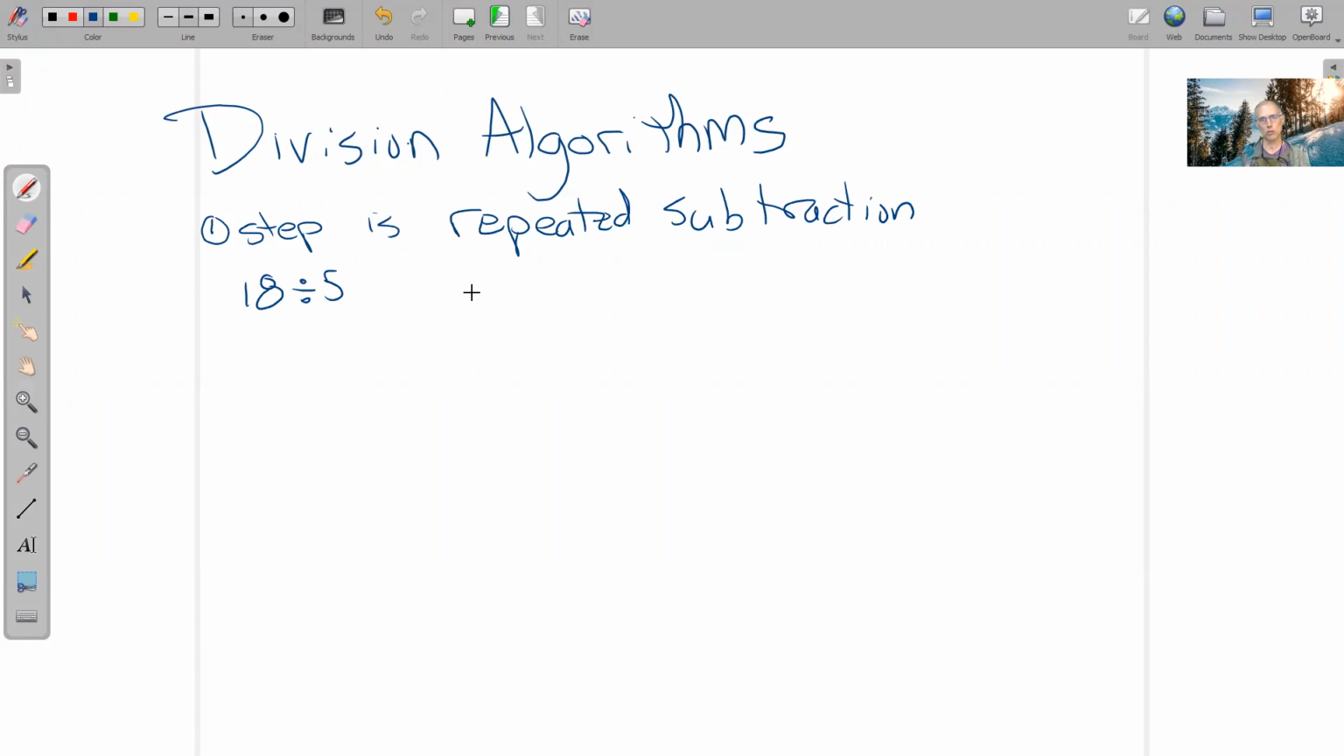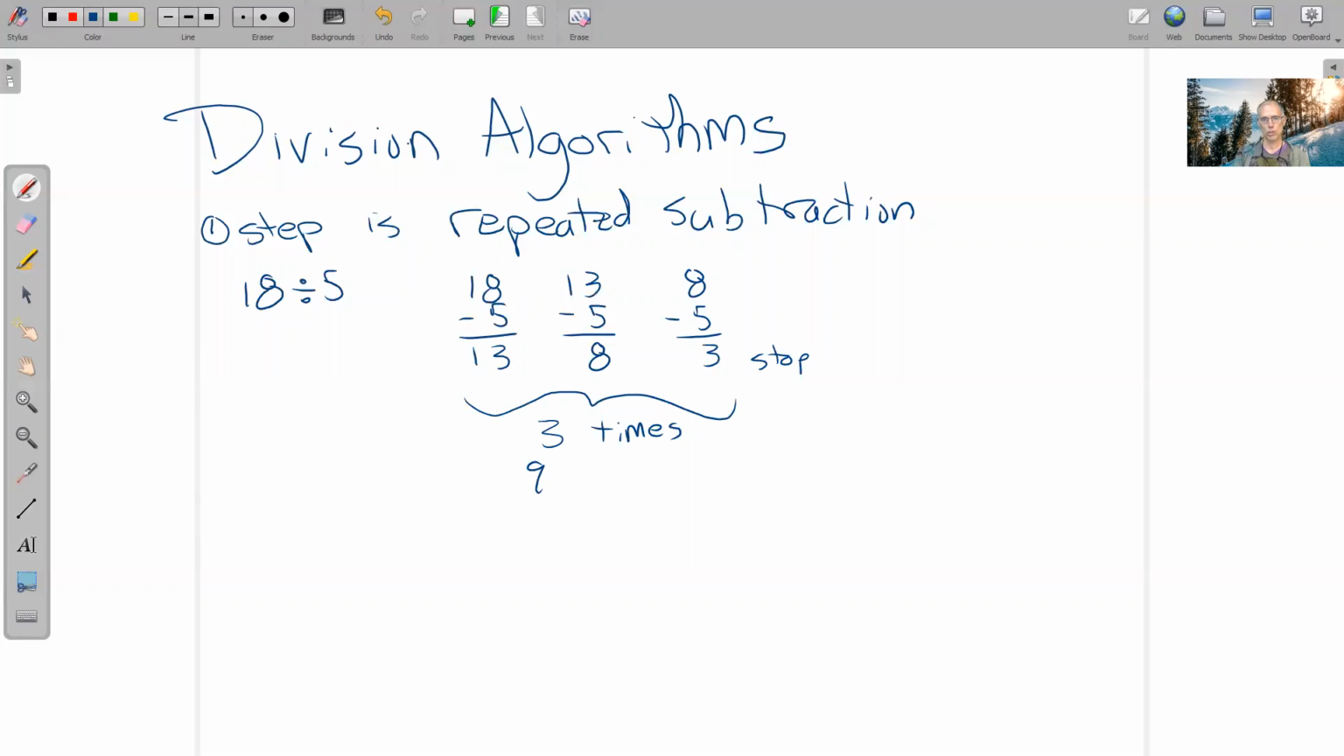So the algorithm here would be to take 18, subtract 5, that gives me 13. Okay, I can keep going. 13 minus 5, that gives me 8. Well, I can keep going. 8 minus 5 is 3. Stop. I can't do it anymore. And I find it happens 1, 2, 3 times. That's my quotient, with a remainder of 3.